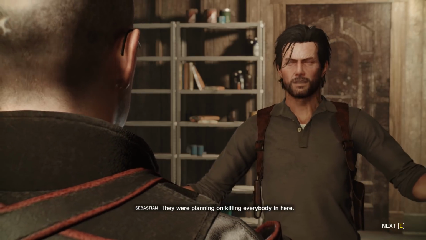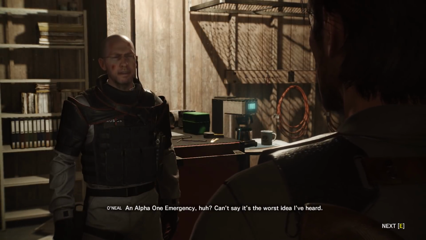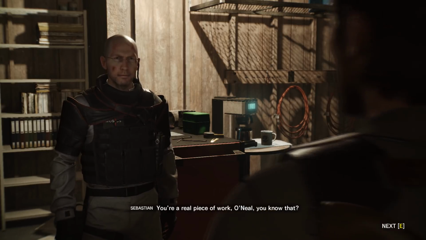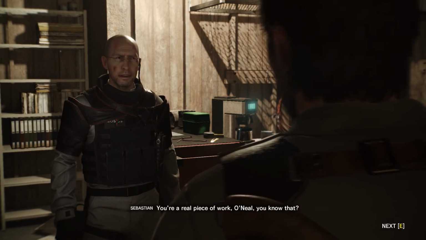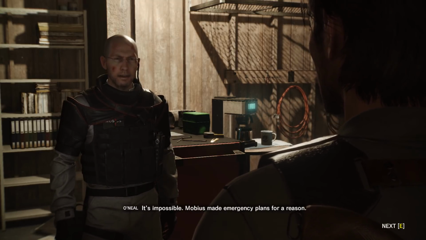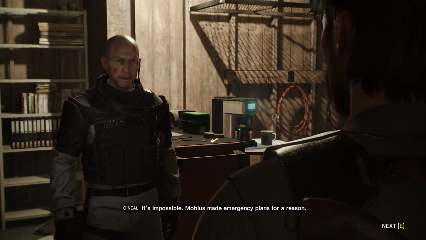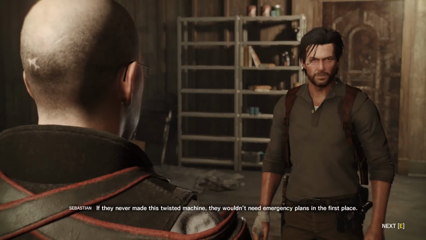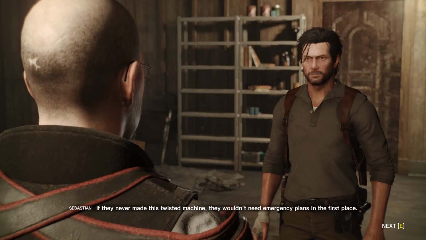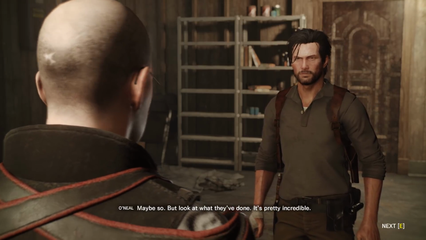An Alpha 1 emergency, huh? Can't say it's the worst idea I've heard. You're a real piece of work, O'Neill. You know that? I'm just being a realist. You can't save everybody. It's impossible. Mobius made emergency plans for a reason. If they never made this twisted machine, they wouldn't need emergency plans in the first place. Maybe so. But look at what they've done.